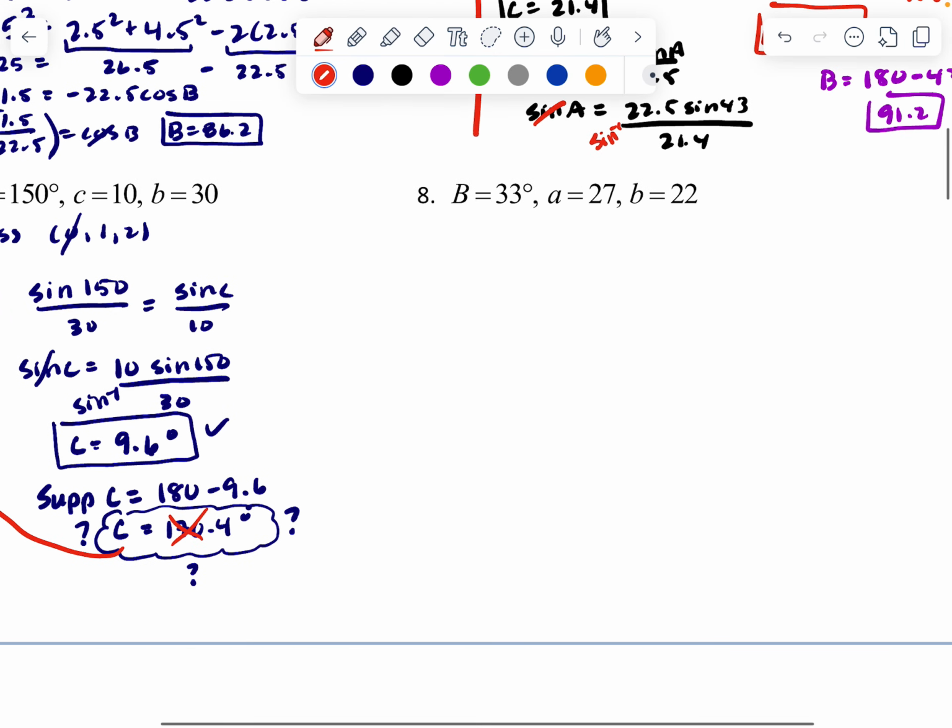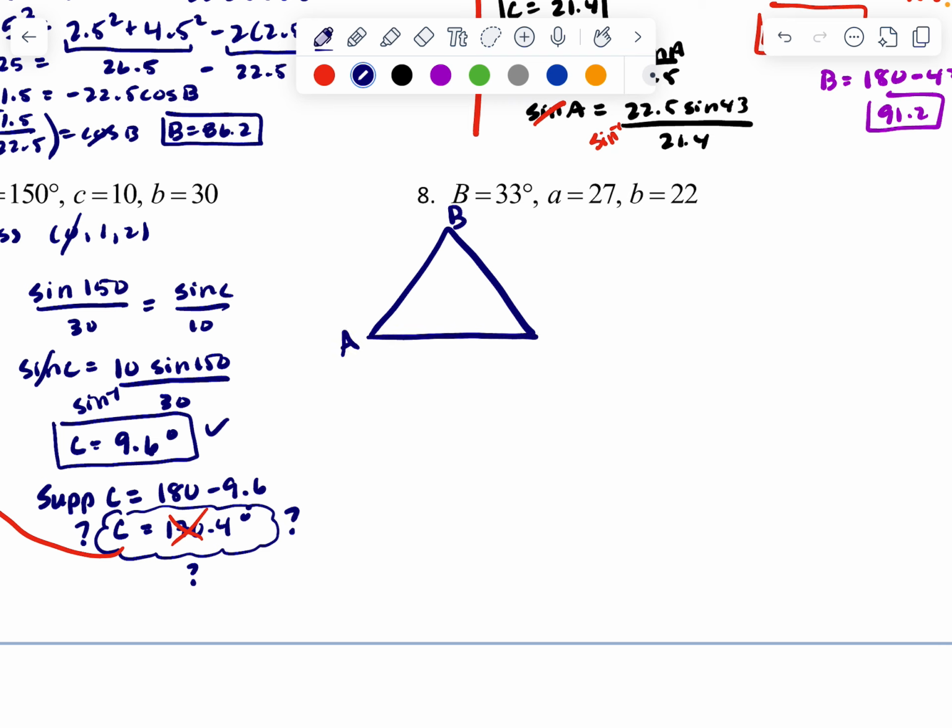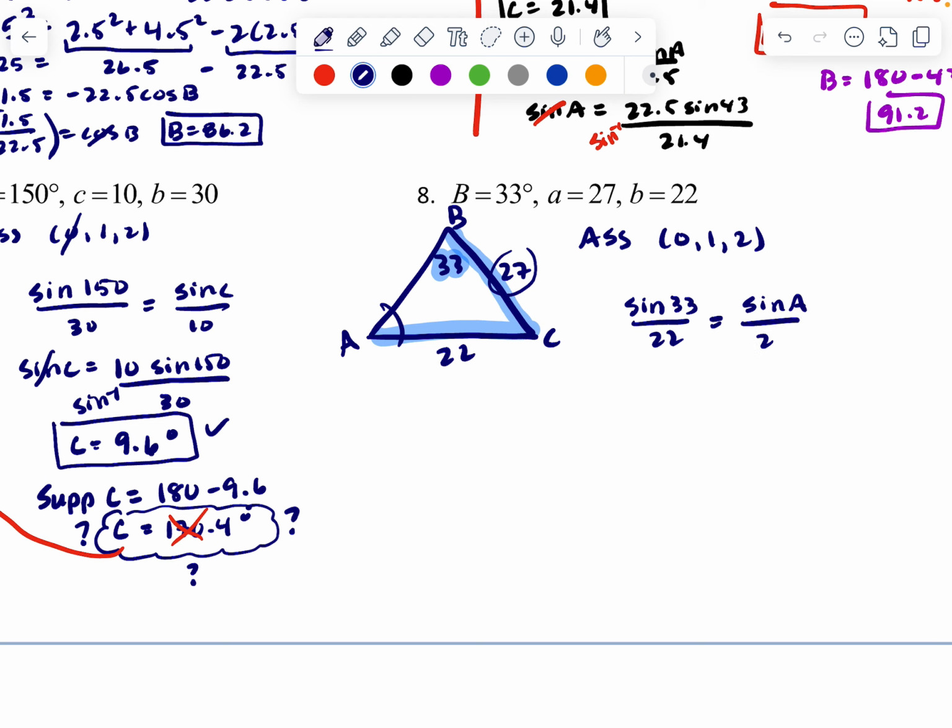All right, let's look at number 8. Okay, so this one, triangle ABC, B is 33, little a is 27, little b is 22. Okay, look at that. I like this one. I have angle, side, side. Okay, so again, with the angle, side, sides, just tell me if you have 0, 1, or 2 solutions. So let's start solving. Sine of 33 over its opposite side equals, this time I'm being forced to find angle A, so sine of A all over 27.